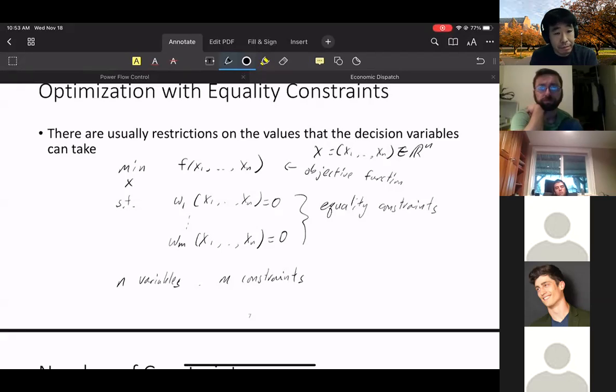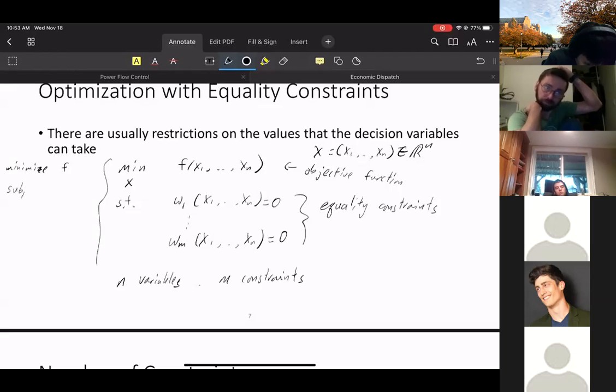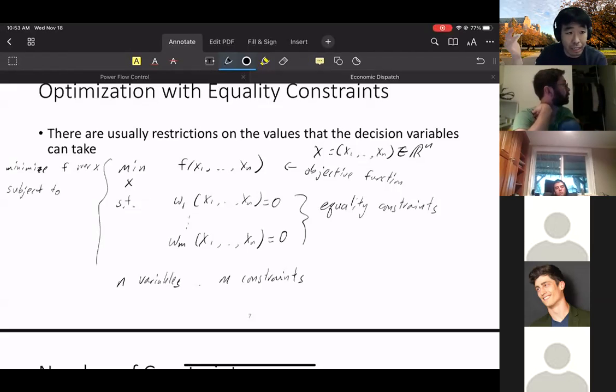Yeah, I may have missed this. Can you explain what the min times st means again? Oh, okay, min is minimize, right? So min is minimize f. In words, this reads: minimize the objective function. St stands for subject to. So in words, this says minimize f over x, where x are the variables I have, the generation levels. So this says minimize f over the variables x subject to this equality constraint. So that's the English reading. Cool, thank you.